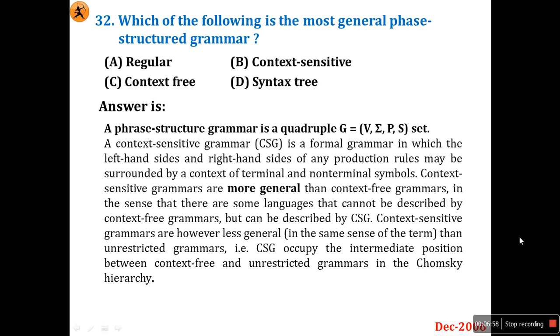This is the types of grammars. Chomsky is the famous mathematician; I hope you who have studied know he is famous. He has classified all the grammars: type 0, type 1, type 2, type 3 grammars. According to him, context sensitive grammar is the more general, most general phrase structured grammar. So this same question is repeatedly asked, please remember this point. Okay, so option B is the right answer.